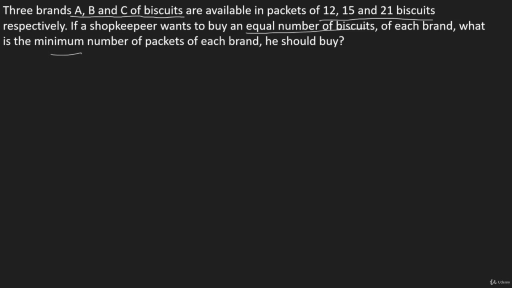Alright, we are back. So what is given in the question? You have three types of biscuits, A, B and C. In one packet of A, you have 12 biscuits. Similarly, in one packet of B, you have 15 biscuits. And in one packet of C, you have 21 biscuits. So anybody who shops from over here can either buy 12, 24 or 36, etc. number of biscuits of type A.